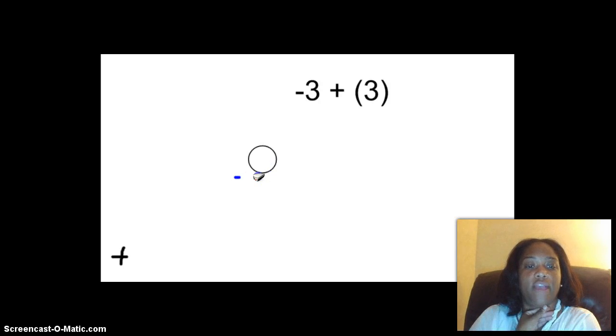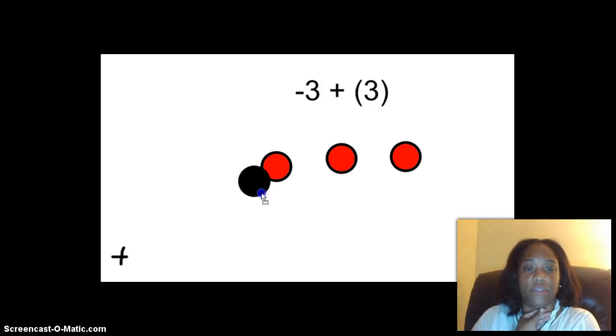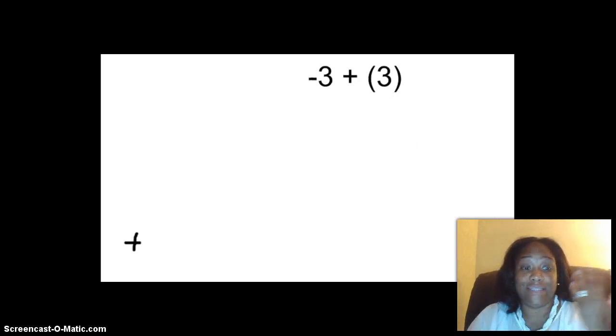Okay, so let's do one more. So we're going to need how many red chips? 3. 1, 2, 3. How many black chips? I'm just going to cover it as soon as we get it. 1, 2, 3. What is my answer? 0. I have none left over. It's called the what? Wait, that's going to be our second question on our smartboard.